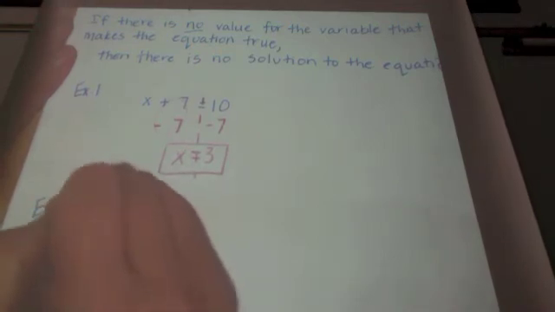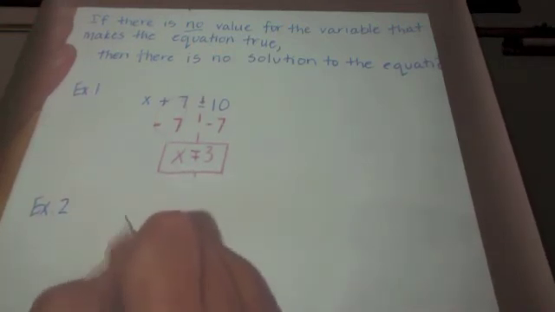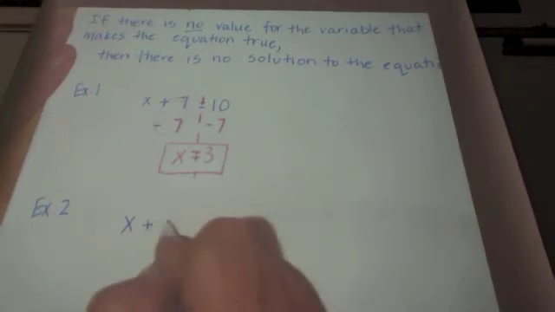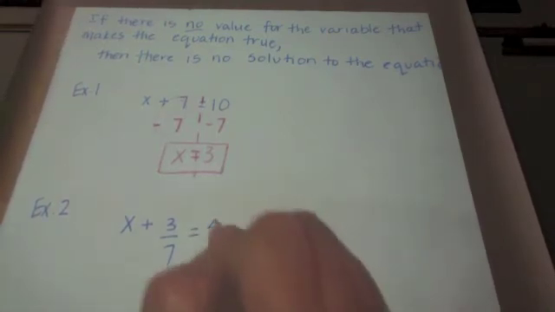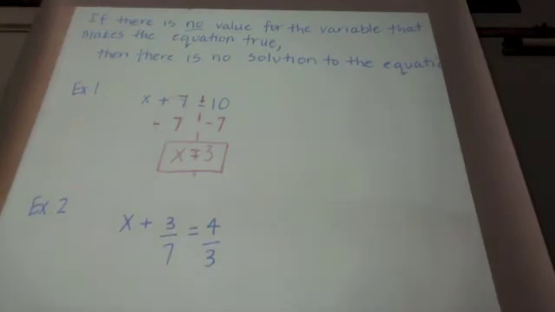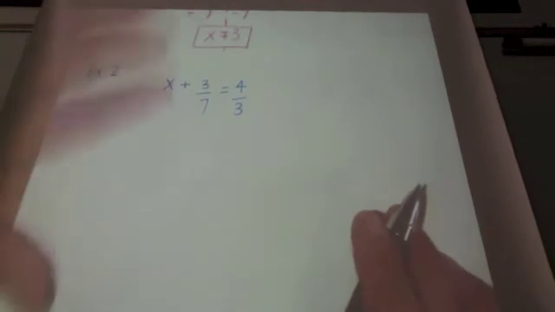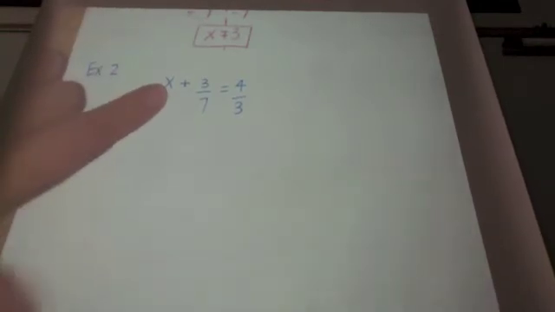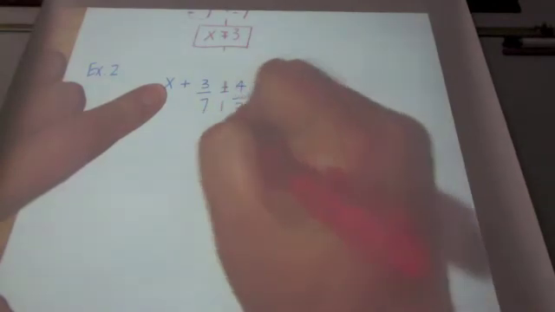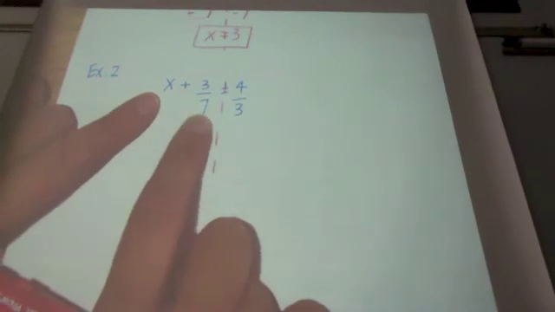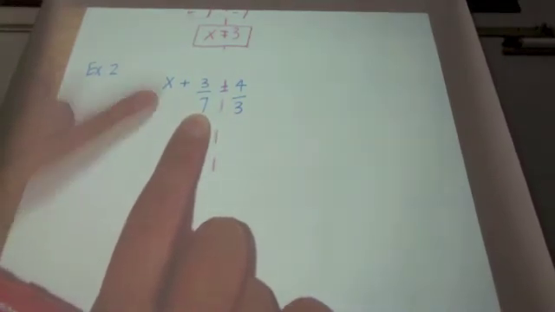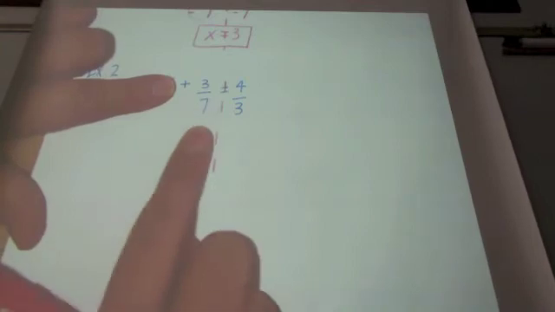Let's do the example x plus 3/7 equals 4/3. Okay, now if we look at this example, what are we doing to x on this side of the equation? Again, we mark the sides of our equation. What are we doing to x on this side of the equation? We are adding 3/7. So the opposite of adding 3/7 is to subtract 3/7.